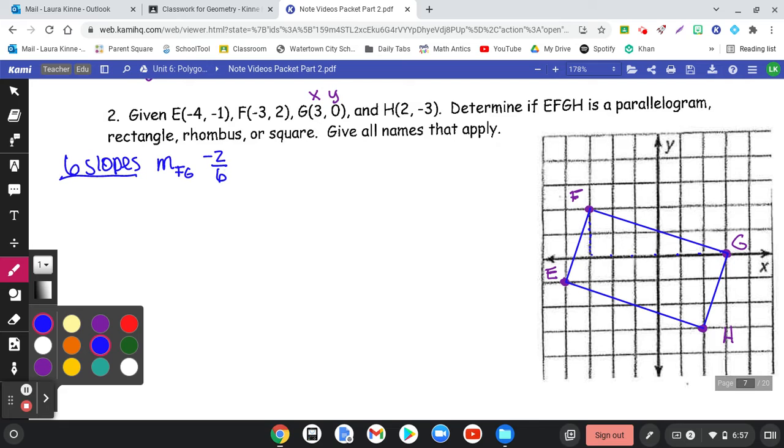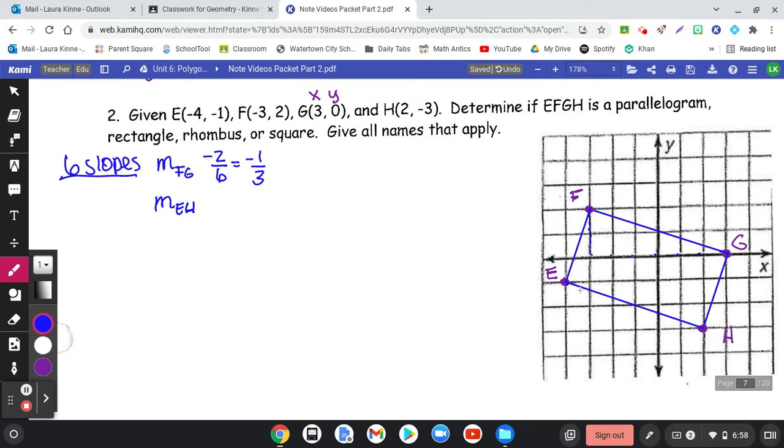So that simplifies to -1/3. Okay. Now I want to show that EH is parallel to it. So I'm going to do the slope of EH next. Or HE, it doesn't matter. Either way, you always go from left to right. So to get from E to H, we're going down 2 over 2, 4, 6. Equals -1/3. So those are parallel.